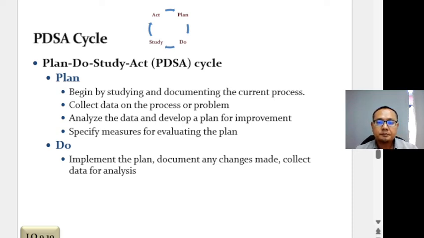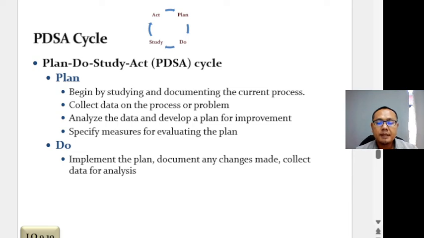The PDSA, or plan, do, study, act cycle, also referred to as either the Shewhart cycle or the Deming wheel, is the conceptual basis for problem-solving activities. The cycle, you can see from here, goes from plan, do, study, and act. Plan begins by studying the current process, documenting that process, and then collecting data on the process or problem. Next, analyze the data and develop a plan for improvement, and then specify measures for evaluating the plan.